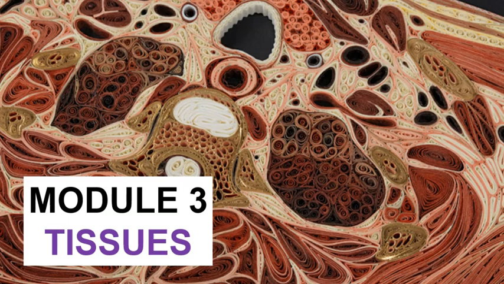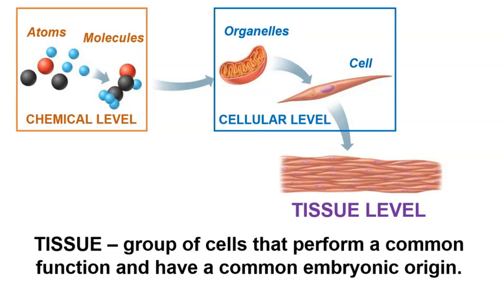In Module 3, we will examine the tissues. So in Module 1, we started at the chemical level of organization. And in the chemical level, we saw that molecules were constructed from atoms and elements that were joined together by chemical bonds. In Module 2, we saw that those molecules composed cells. And here we will see that many cells compose a tissue.